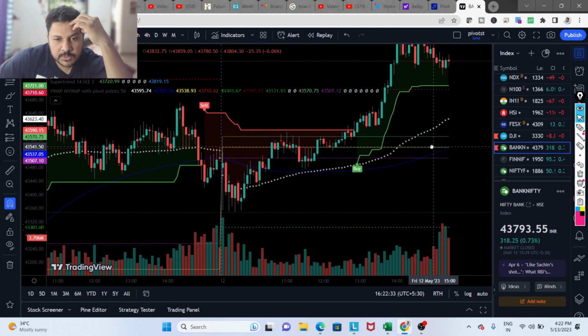Bank Nifty, also same thing. It was holding the VWAP immediately, and then it was holding at the central pivot range for quite some time. Later, this range breakout was your entry on the super trend. So after this, immediately you started making money.